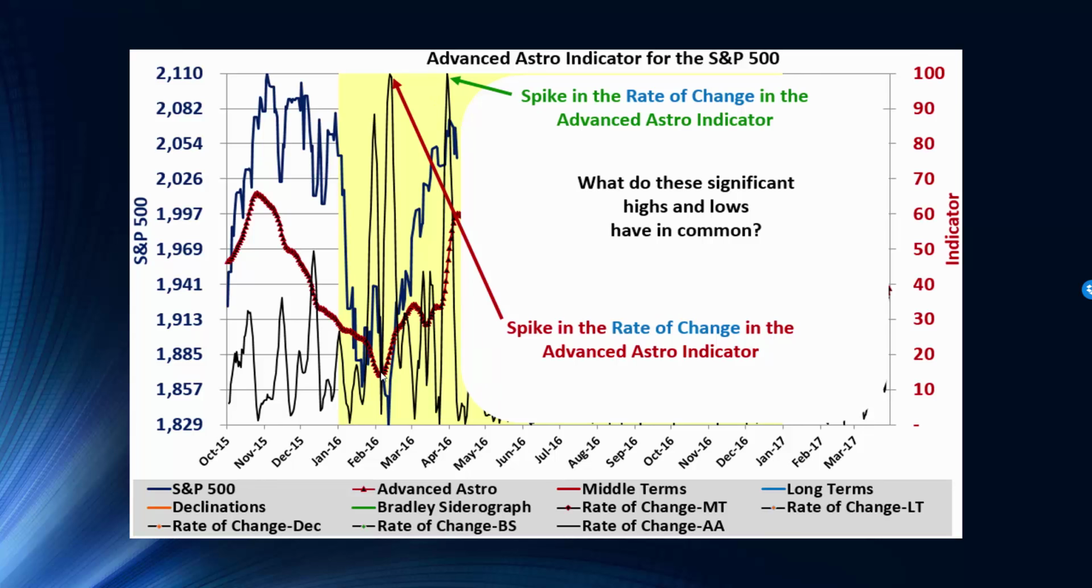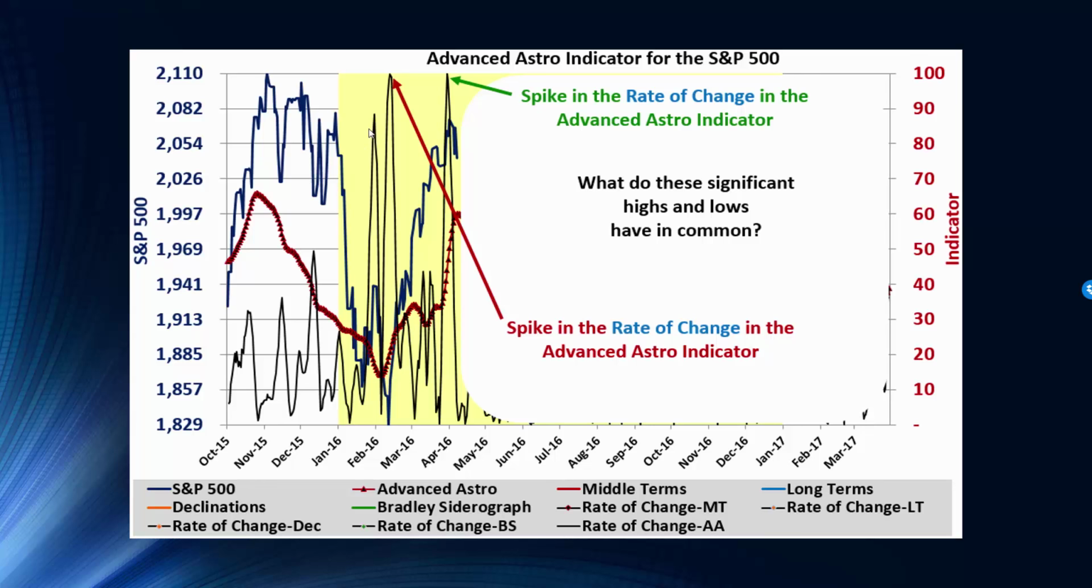Also right here, when you are down towards the low in the Advanced Astro Indicator, you can see that it doesn't just slowly go down and slowly go up. It's going down at a slow pace at this point, and then all of a sudden it goes down rapidly, and then it goes up rapidly. Because of that rapid change down and rapid change up, you had a high rate of change.